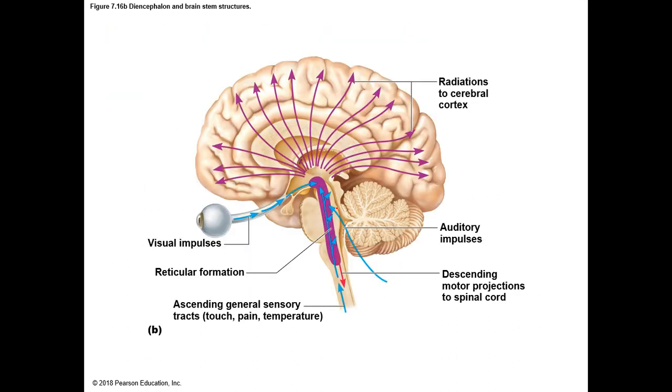So here's a picture that illustrates sensory information coming up through your brainstem until it hits your thalamus. And from there, the thalamus sends it to the part of the brain that needs to interpret that information.